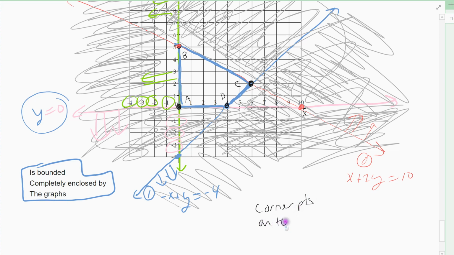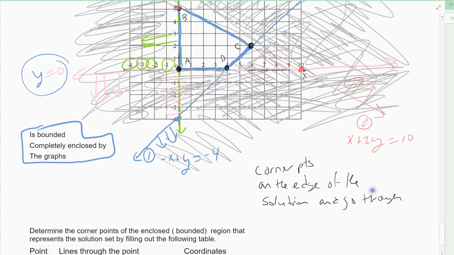it has to be on the edge of the solution set and go through, if you can read that, at least 2 lines.